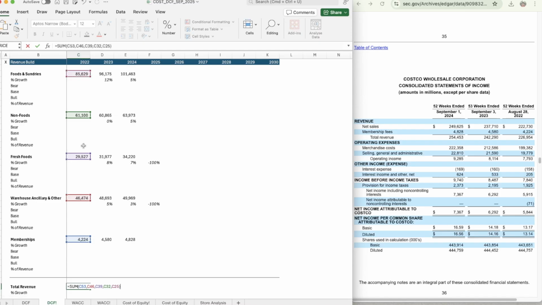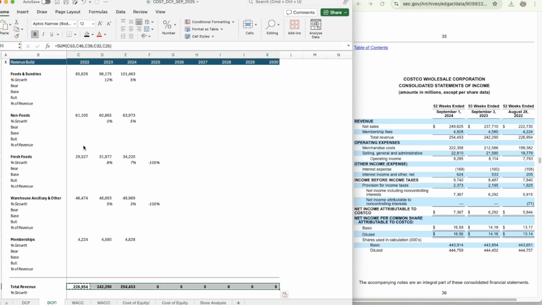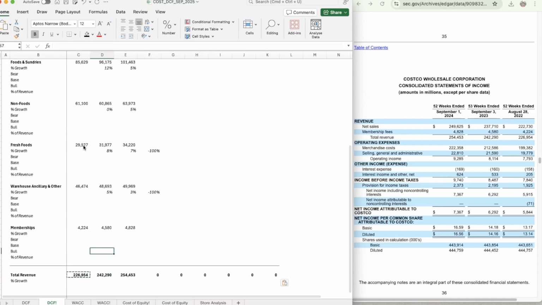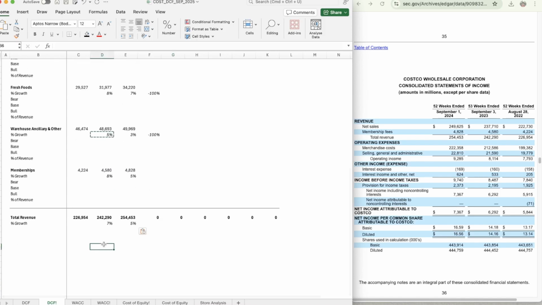There we go. Yeah, that's all of them. And we stretch this out as for the full amount. Oh, I forgot to put the revenue growth for memberships. Oh, sorry. Yeah, as you can see, there we go.